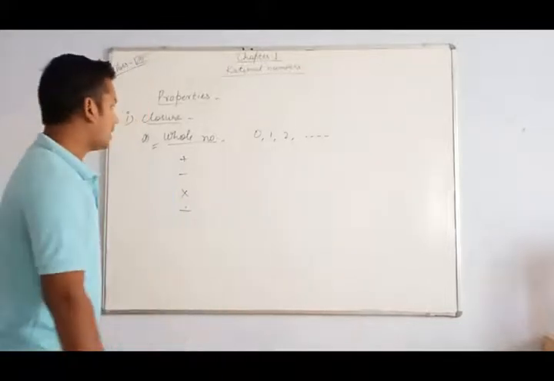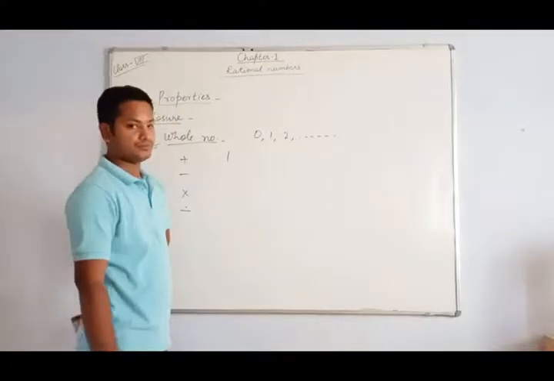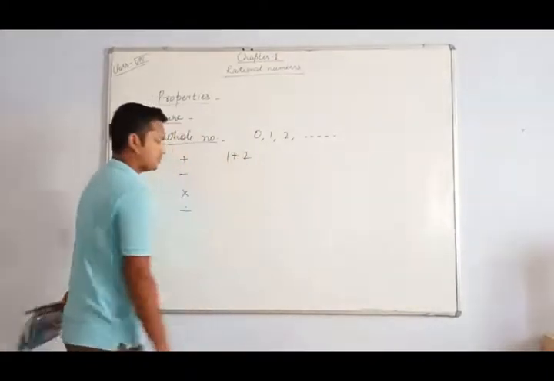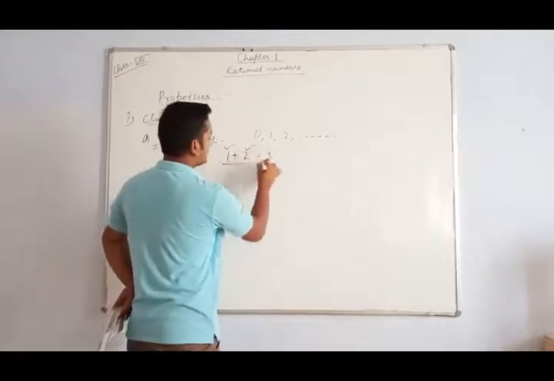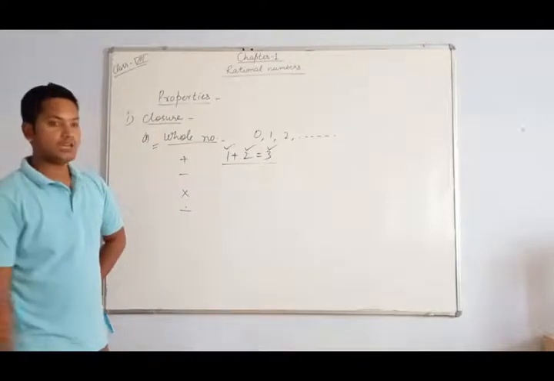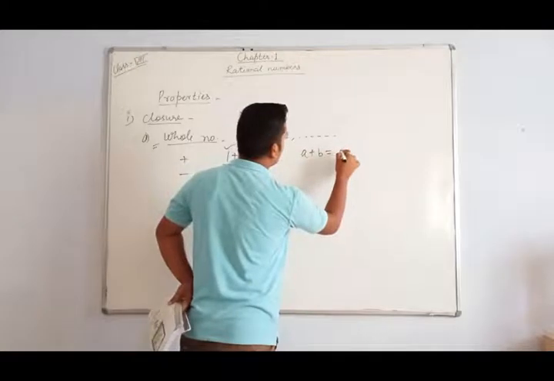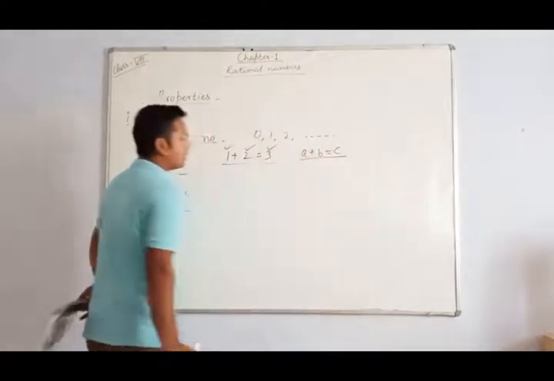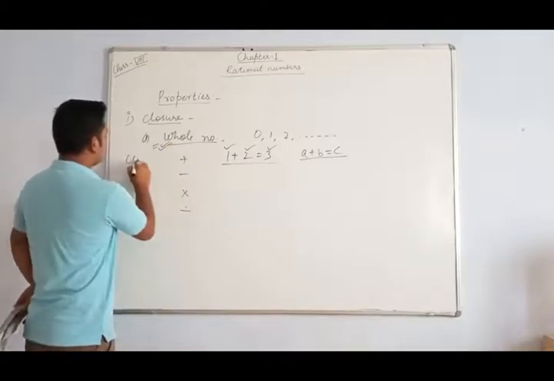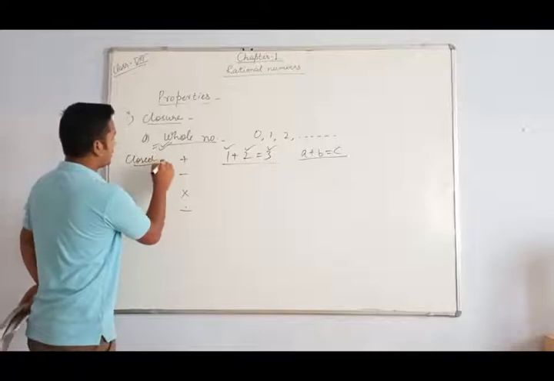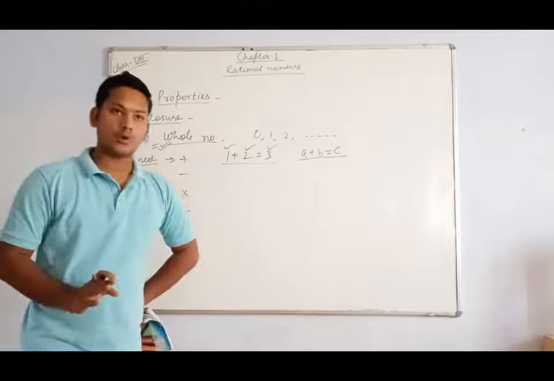Okay students, so now here if I add one whole number, 1, with another whole number 2, I will get what? 3. So this is a whole number, this is a whole number, and the sum is also a whole number. That means if I add two whole numbers A and B, it gives me another whole number C. So whole numbers are closed under the operation of addition, or we can say they hold the closure property.